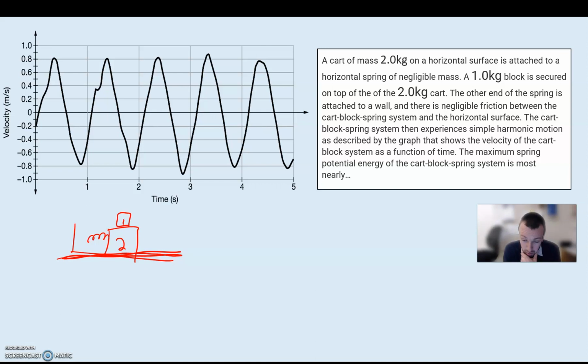The cart-block-spring system then experiences simple harmonic motion as described in the graph that shows the velocity of the cart as a function of time. The maximum spring potential energy is most nearly what? Well, I'm training all of you guys, my physics students, whether you're here or halfway across the world, to think about 3 questions when you see a graph.